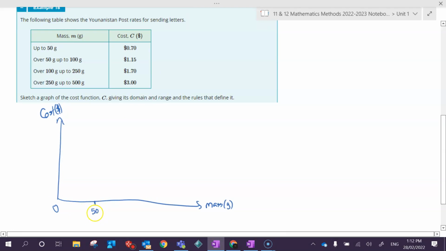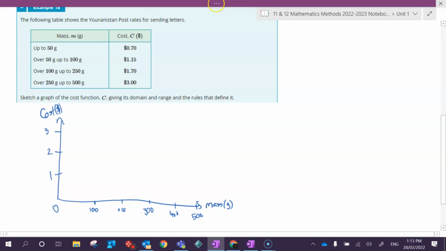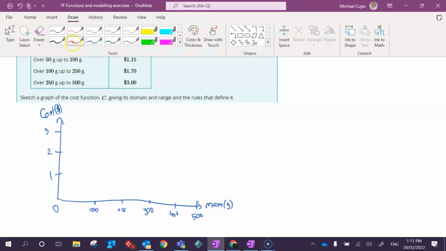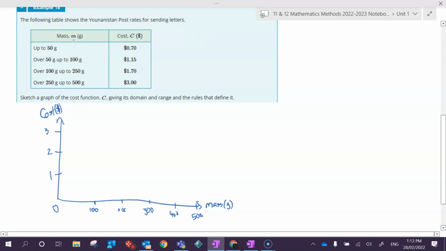So we've got to get to 500. I should think about this more carefully. 100, 200, 300, 400. Let's assume that I didn't change my scale and I kept that all nice and even. You, of course, would be using a ruler, so it's not a problem. My maximum cost is $3. Let's go $1, $2, $3. Now we're ready to sketch in the function. So up to 50 grams, the cost is 70 cents. So I'm going to have 0.7 here.